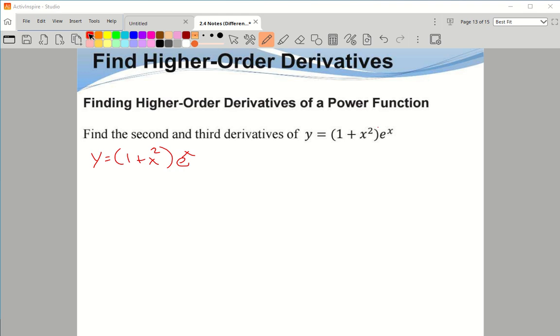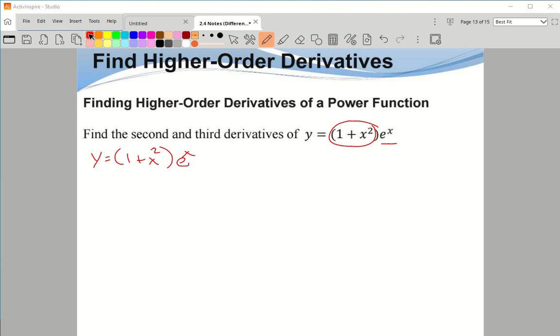Because this here, that 1 plus x squared, is one term right there. And it's this right here. Even if I was to distribute, I have an x squared times an e to the x. That is a product that is being multiplied together. So I have two x's in the same part. So as a product rule, we did this one a couple slides ago.